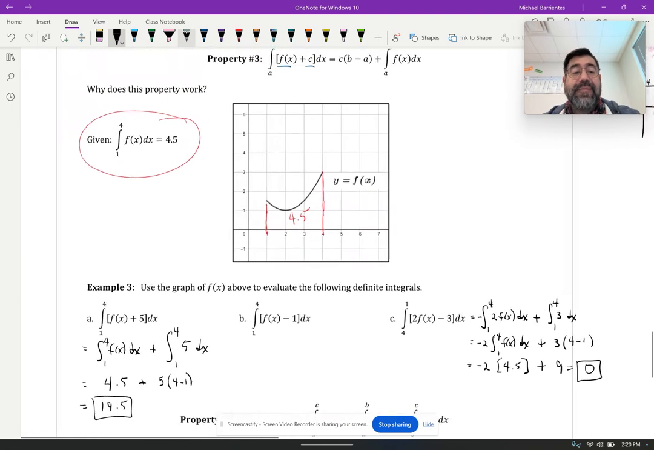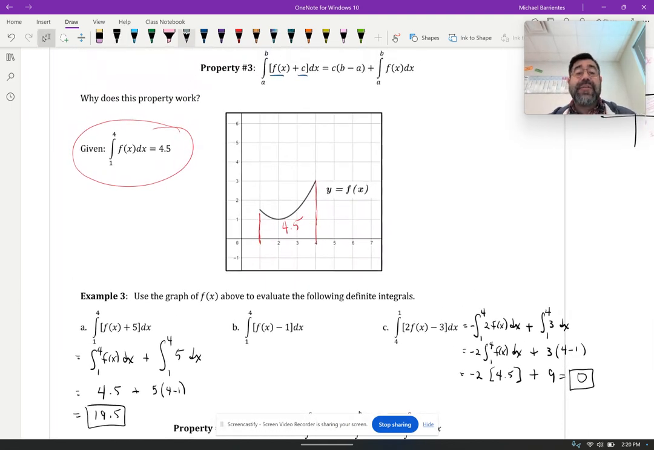So property number 3 says, if you're taking the integral of a function plus a constant, take the integral of the function and add it onto the area of a rectangle, because a constant in the integrand represents a horizontal line, and a horizontal line will create a rectangle shading whose area you can find pretty easily by doing this right here. And that's what that represents.